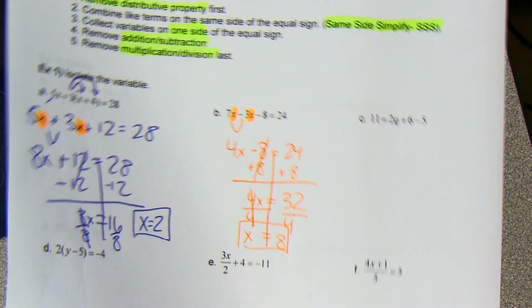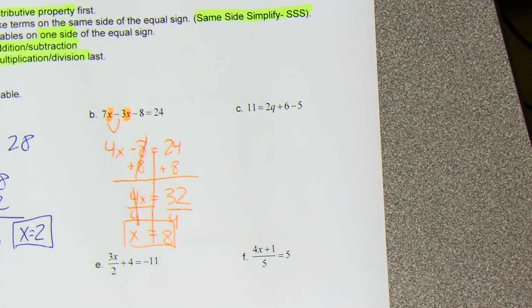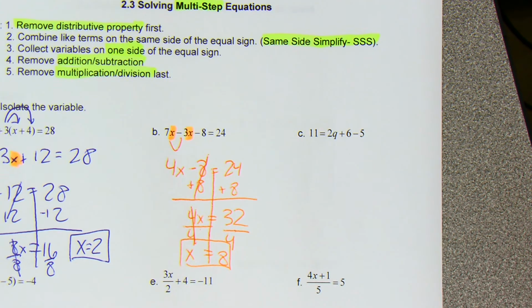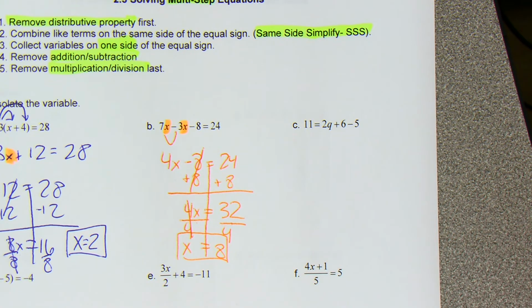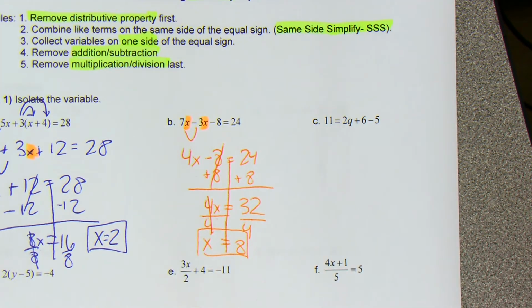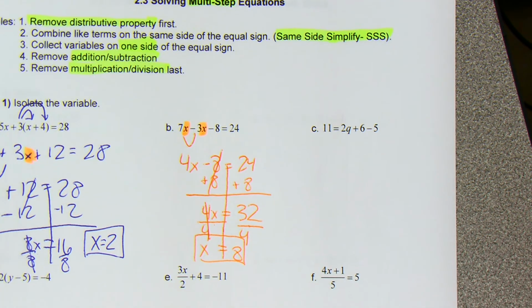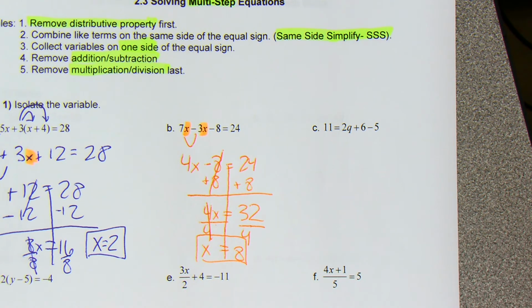Let's move on to 1c. So 1c, just like all of these other problems, I need to go through my checklist and see what I need to do first. So first I need to see if I have any distributive property to remove, and I do not see any parentheses, so I know there is no distributive property for this problem.